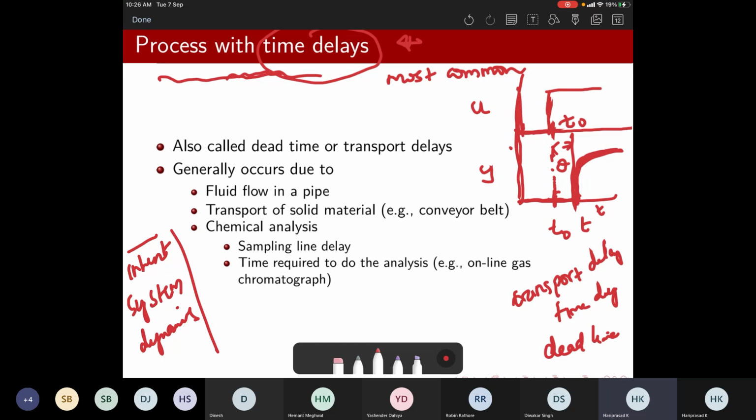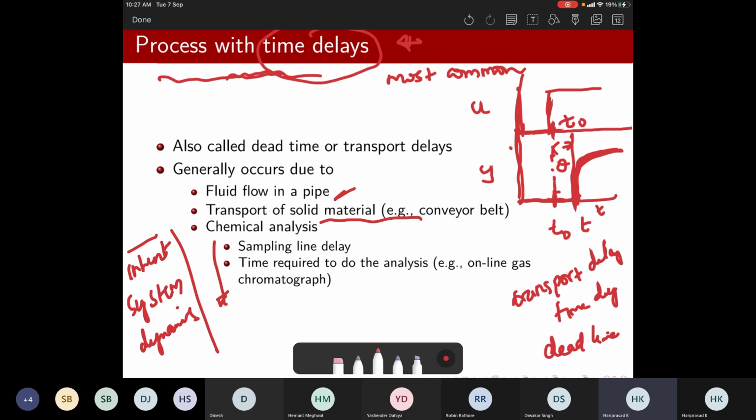The reasons for the time delay are flow. Flow could be stuck somewhere. If there are some solid materials on a conveyor belt, there could be some blockage, some fouling. This is in connection with transport, and also due to delay in sampling.